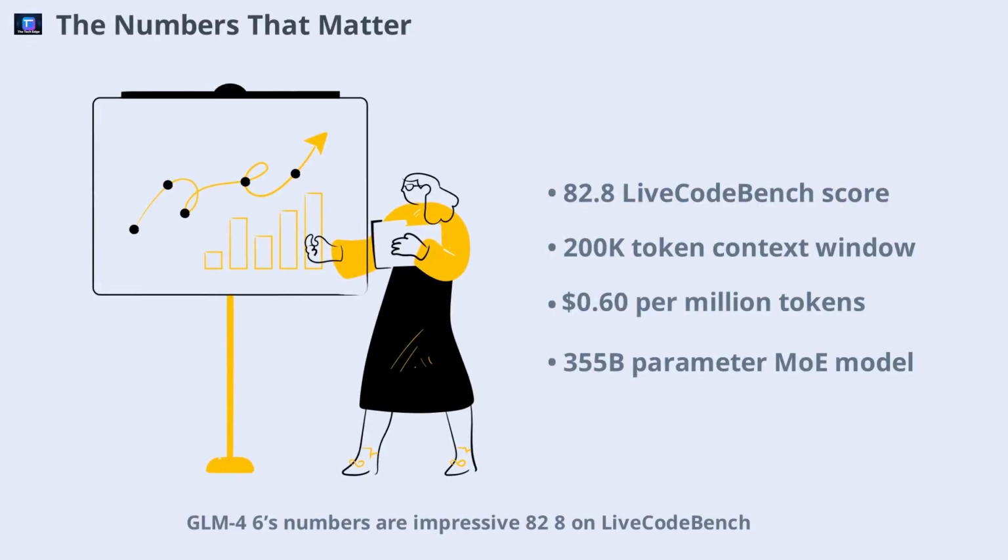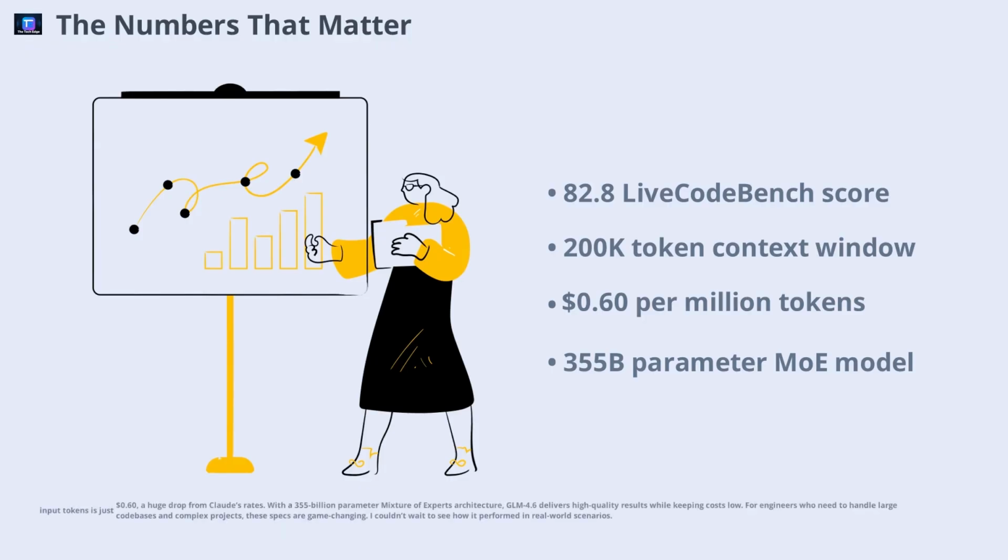GLM 4.6's numbers are impressive. 82.8 on LiveCodeBench, matching Claude's performance, and a massive 200,000 token context window, enough to process an entire embedded Linux codebase in one go. The price per million input tokens is just $0.60, a huge drop from Claude's rates. With a 355 billion parameter mixture of experts architecture, GLM 4.6 delivers high-quality results while keeping costs low. For engineers who need to handle large code bases and complex projects, these specs are game-changing. I couldn't wait to see how it performed in real-world scenarios.